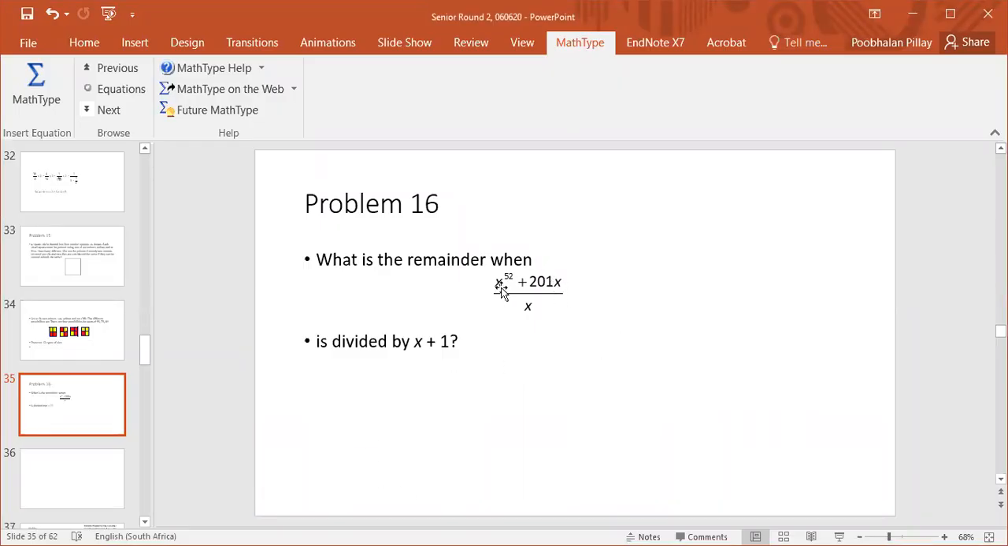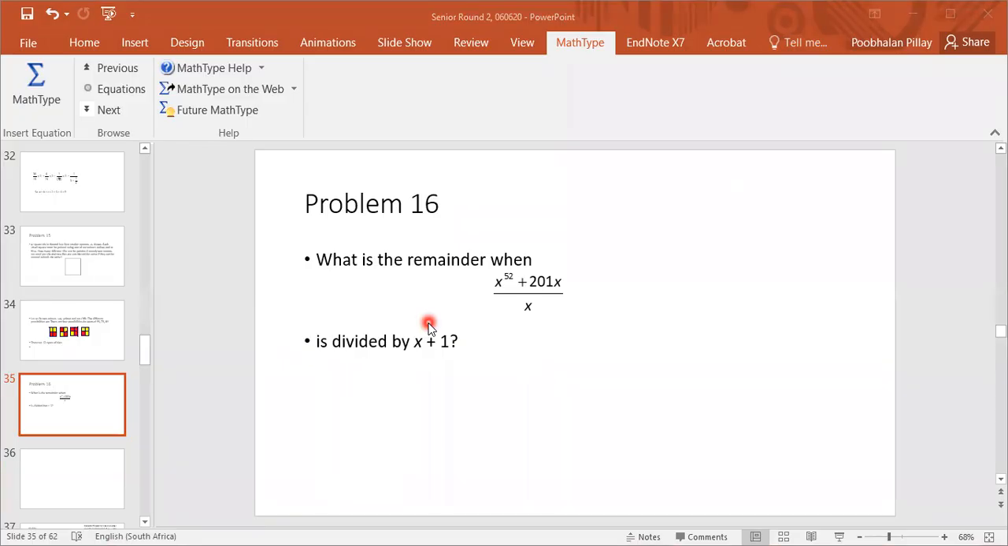Now, I don't know why they did it like this. This is rather silly. The x cancels straight away, so you could say this is x to the power of 51 plus 201. So we rather work with x to the power of 51 plus 201. All right, now this is quite a new problem. What is the remainder? You got x to the power of 51 plus 201.